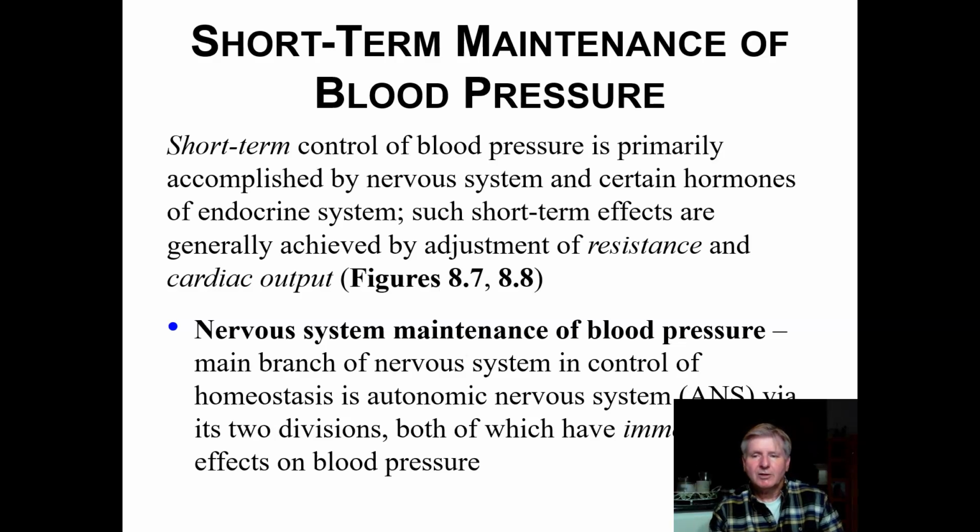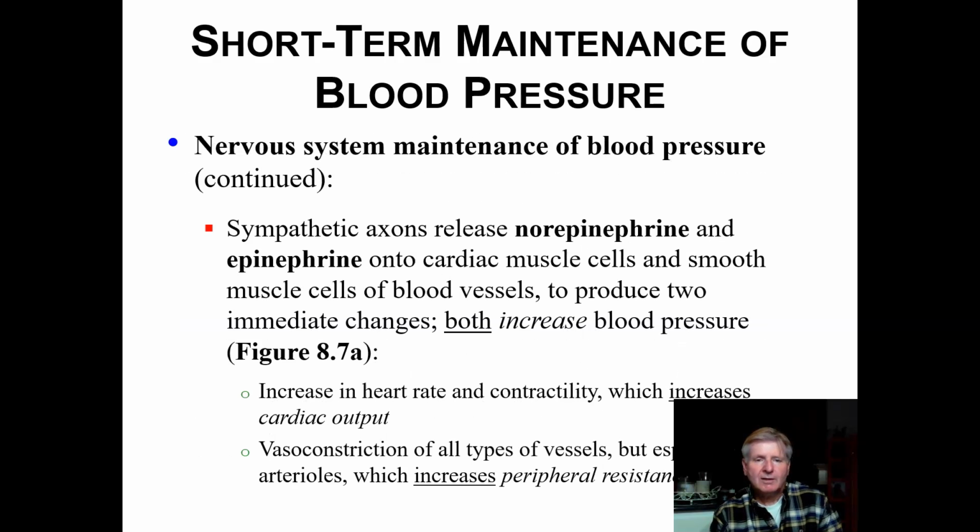So your sympathetic nervous system, your main branch of your nervous system control of homeostasis, both your autonomic divisions, your sympathetic and parasympathetic, have immediate effects on blood pressure. Your sympathetic axons release norepi and epi onto your cardiac muscle cells, as well as smooth muscle cells of your blood vessels. And it produces two immediate changes. One, they both increase blood pressure. Increase in heart rate and contractility will increase cardiac output. Constriction of all types of vessels, especially your arterioles, increases peripheral resistance.